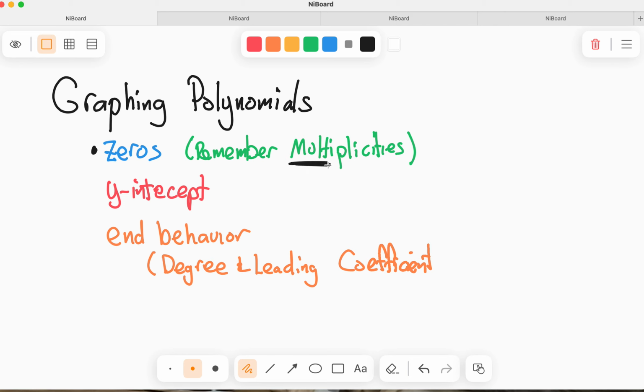Remember the multiplicities when we're looking at this. We're going to look at where is the y-intercept to give us an idea of scale on it a little bit. And then we're going to look at the end behavior. And again, we can get the end behavior by looking at the leading coefficient. That gives us a degree, and it'll also give us that positive or negative. So I'm going to go through a few examples, just finding these parts and then graphing.